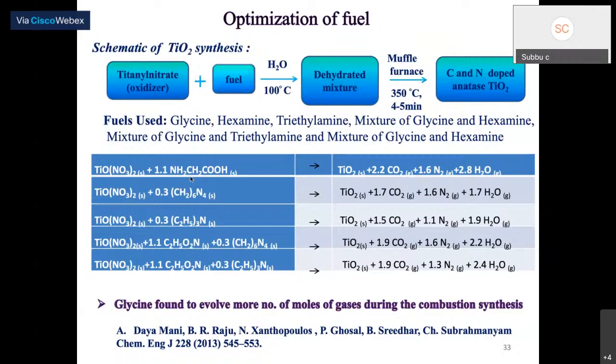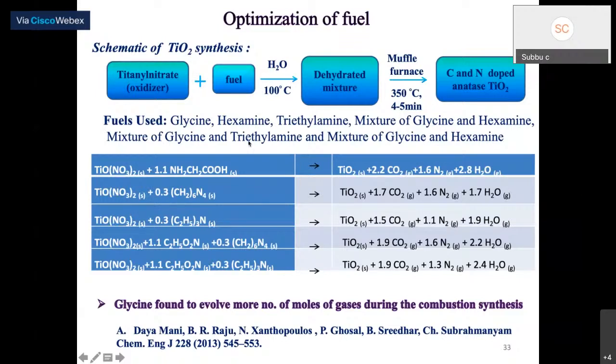Then you may say, sir, what is the principle behind this? You said glycine, but in my lab, I don't have glycine. And a third person can say, sir, in my lab, I have glycine, I have hexamine, I have ascorbic acid, I have citric acid. I want to use four of them. Now you tell me which is the best fuel I have. So the way to understand is that these are the various fuels I have.